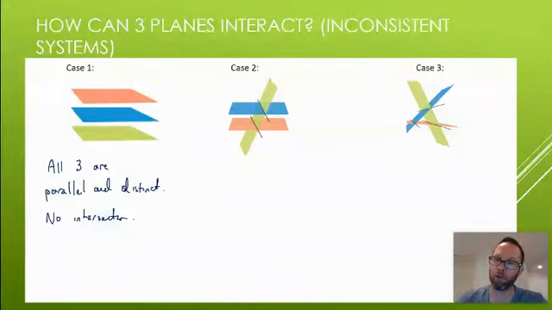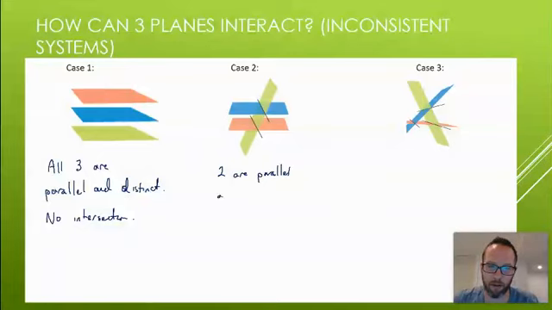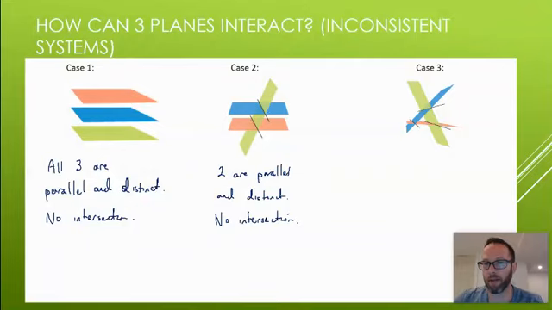In the case of two of them being the same plane and one is not, we've already covered that case when we looked at how two planes can interact. Case two is that two of them are parallel and distinct. You still get no intersection, right? The third plane that's not parallel is going to meet one of the planes in a line, but it'll meet the second equation in another line. But there's no common intersection between all three.